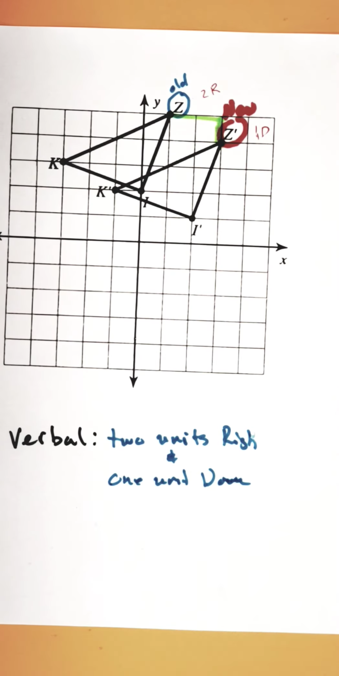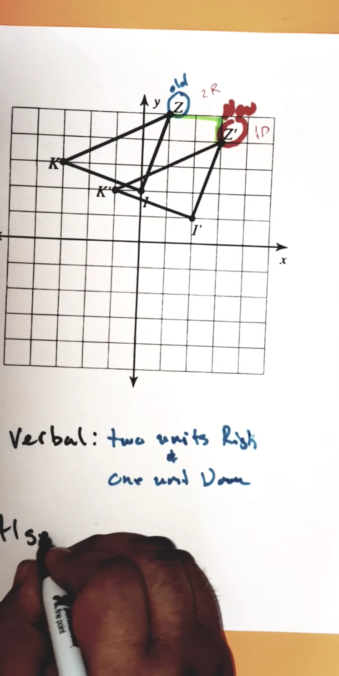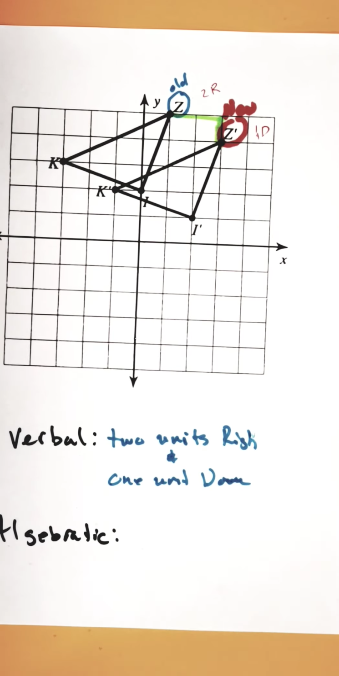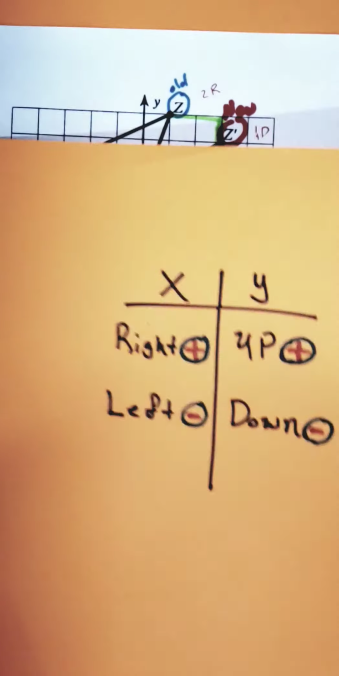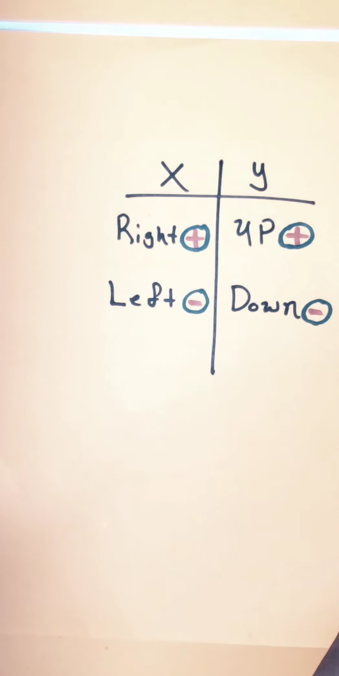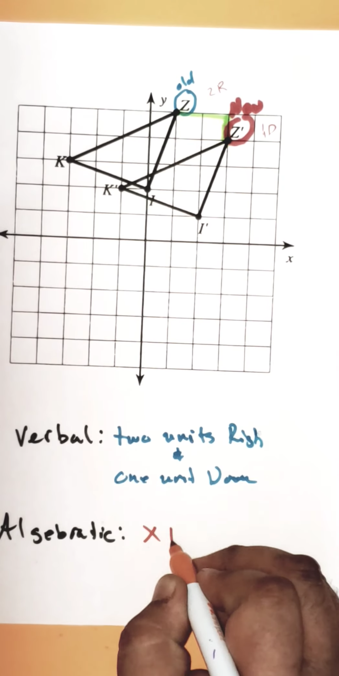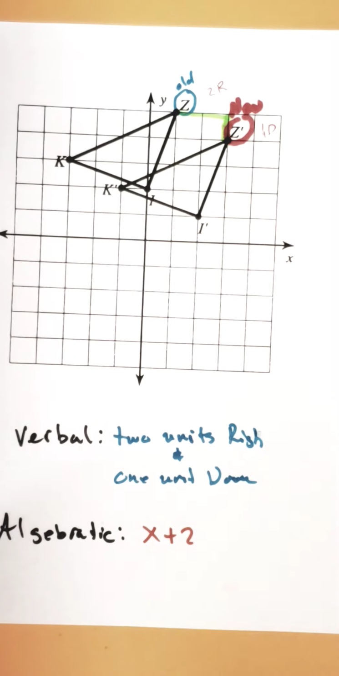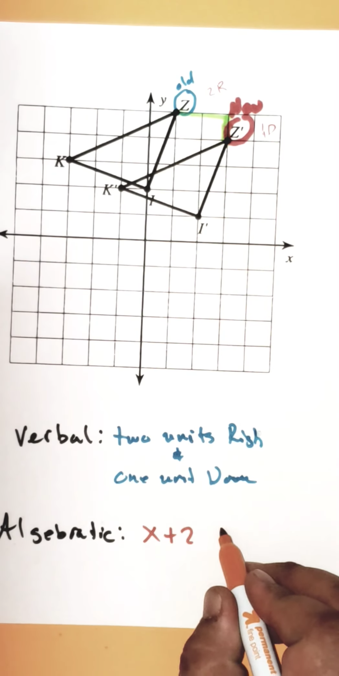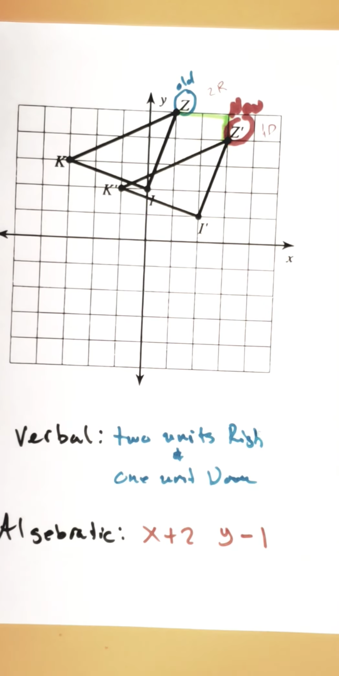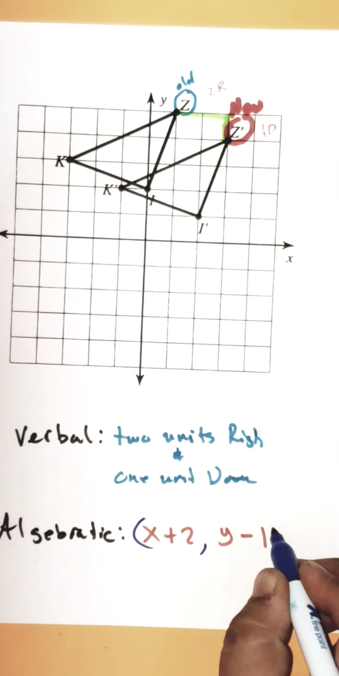Now let's finish up the last one, guys, which is algebraic. For algebraic, remember, if it says go to the right, we're going to add. If it says to go down, we're going to subtract. So for algebraic, it's going to be x plus 2 because I went 2 units to the right. And then the y is going to be y minus 1 because I went 1 unit down. And there you go, guys. Remember, all you got to do now is make it look nice and pretty, and we are done.